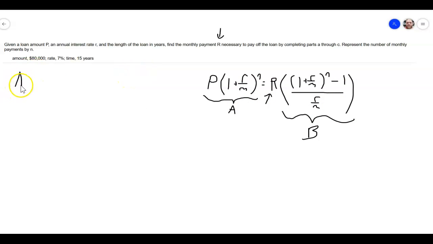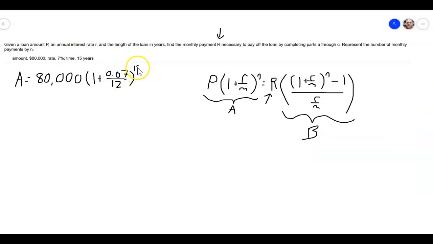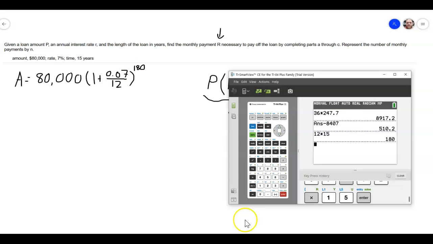So A is going to be equal to our principal, right? Now that's this one right here, our principal, 80,000. 80,000 times 1 plus our rate, 0.07, divided by our number of periods per year. It's monthly, so divided by 12, raised to the 12 times 15, right? The total number of periods, 12 times 15, which is 180. So 180. So let's put that in our calculator.